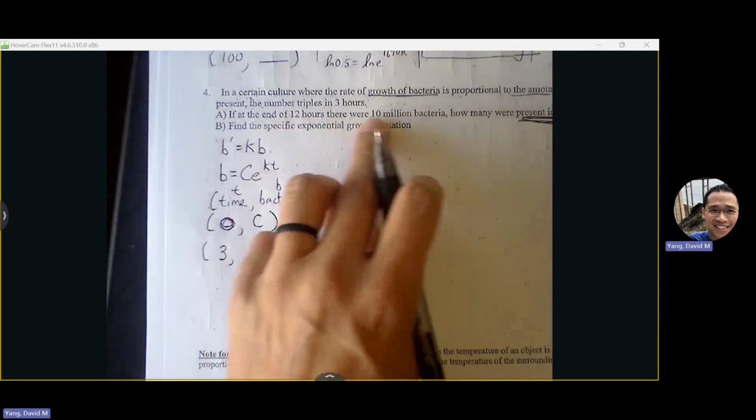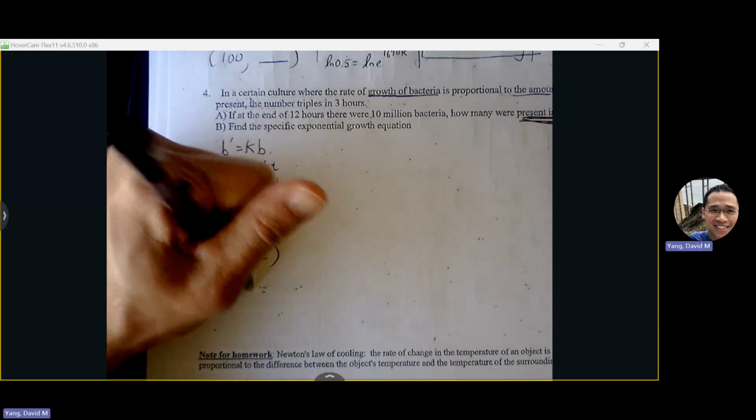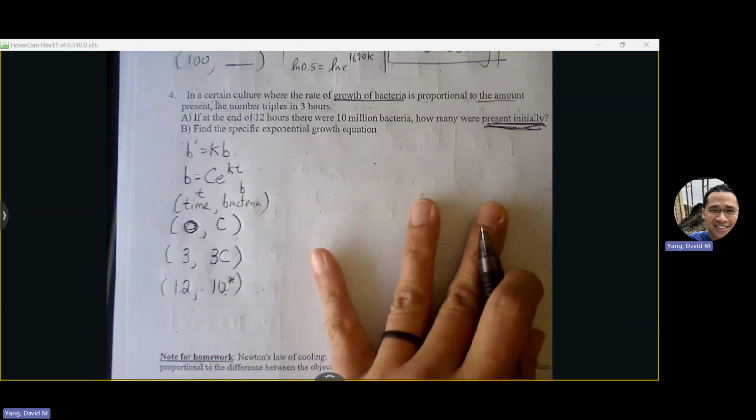If at the end of 12 hours there's 10 million bacteria, so 12 hours later, I could write out 10 million, but I'm just going to say comma 10. And at the end of my problem, I just remember to multiply my answer by 1,000,000 because I'm representing an easier number in terms of 1,000,000 so that I don't have to deal with such a big number in my calculator. So at the very end, just make sure we multiply our answer by 1,000,000. 10 represents 10 million for now.